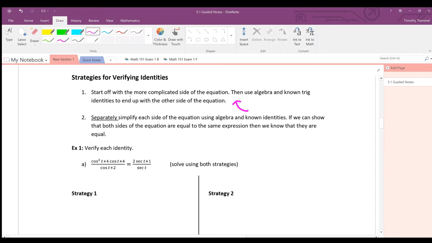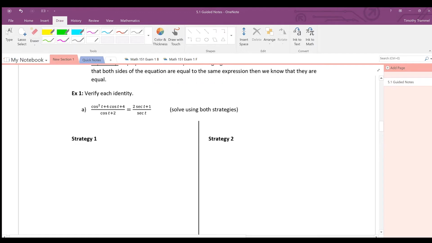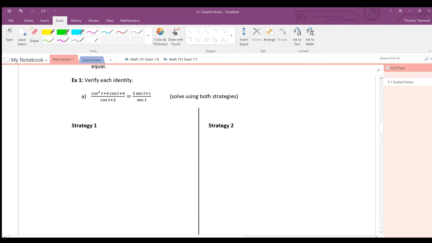Start off with the more complicated side of the equation. Then use algebra and known trig identities to end up with the other side of the equation. All right, so yeah, this is what we'll do with a little bit easier problems. This first one is not an easier one, but we're going to get it done using that first strategy.